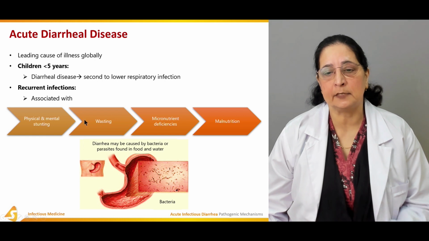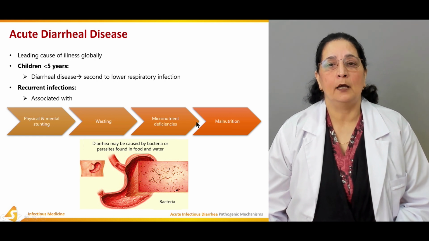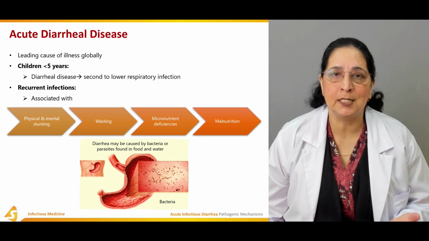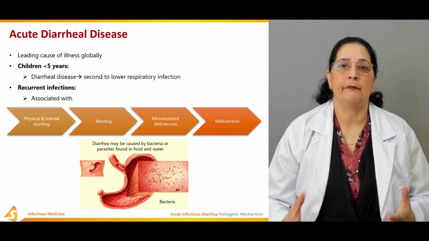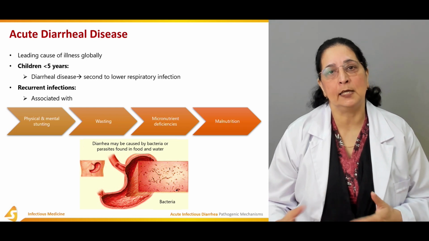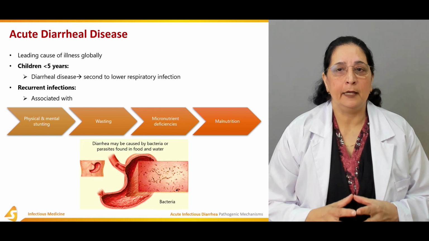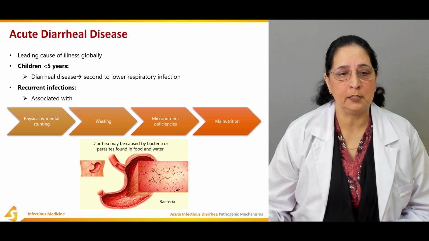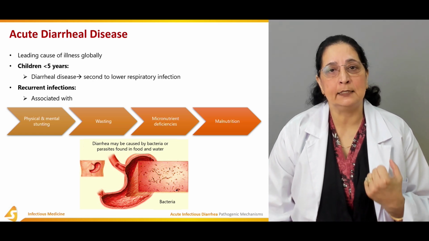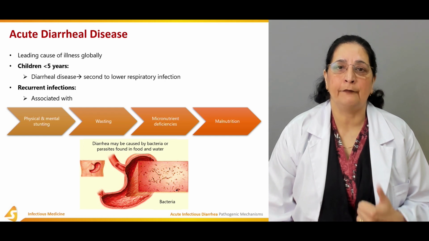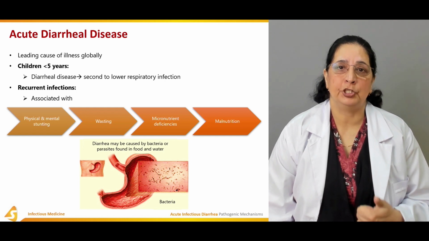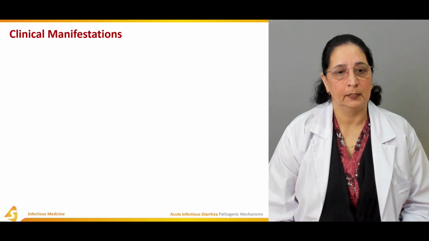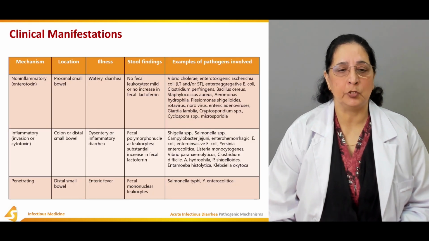Again, the factor in this malnutrition is also weak, debilitated people, and they do not have strong immunity to protect their body against different infections. All these factors can lead to recurrent infectious diarrhea episodes. So these are some common factors, and again, it's the second most common cause of infection after the respiratory tract infection. Clinical manifestations associated with this.